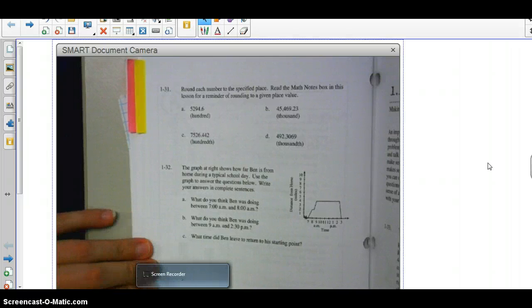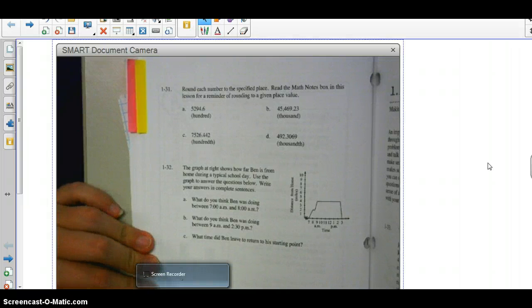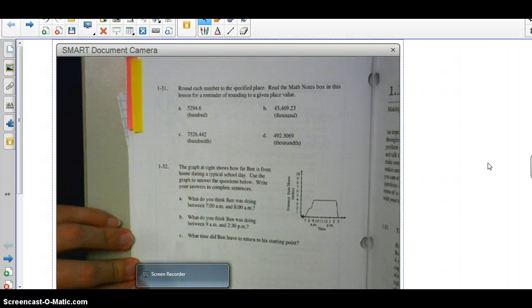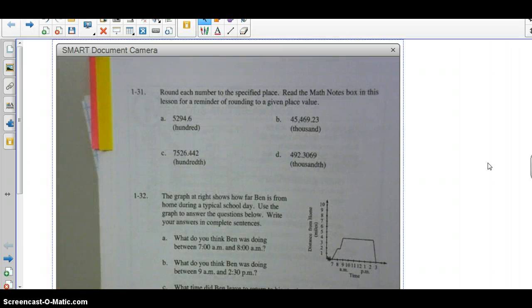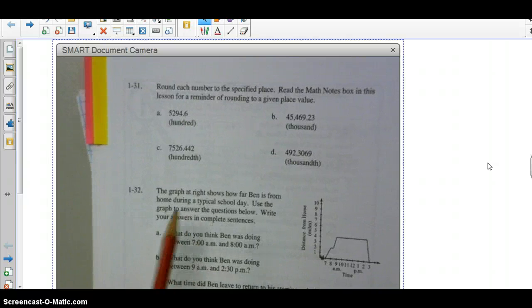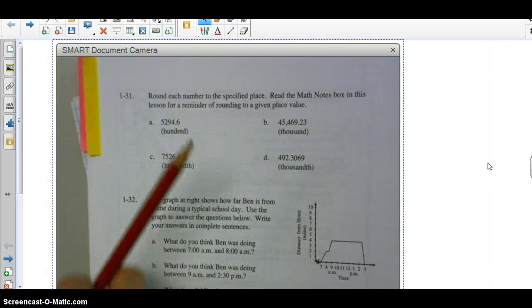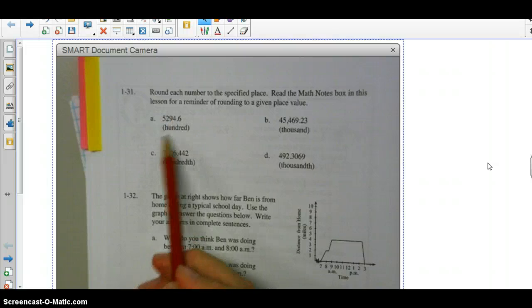The other question that we're going to be looking at is question 131. It says, round each number to the specified place. Read the math notes box in this lesson for a reminder of rounding to a given place value, okay? For this problem, it is going to tell you what the number is, and then it's going to tell you what place value you need to round it to, okay? So let's look at A as an example.